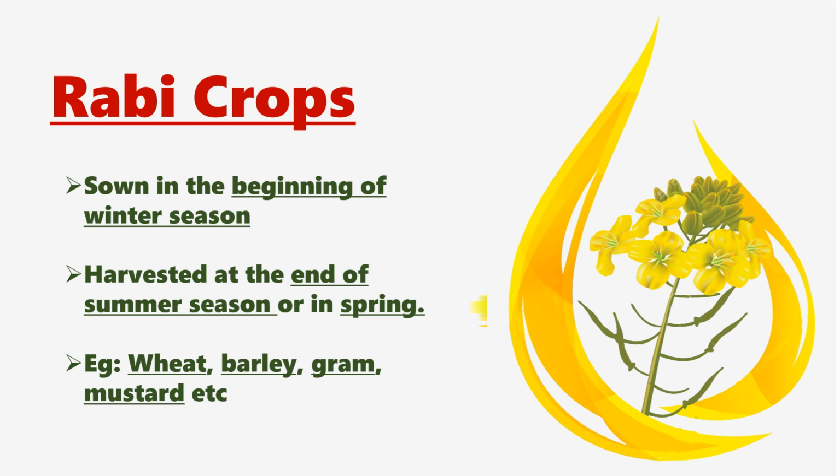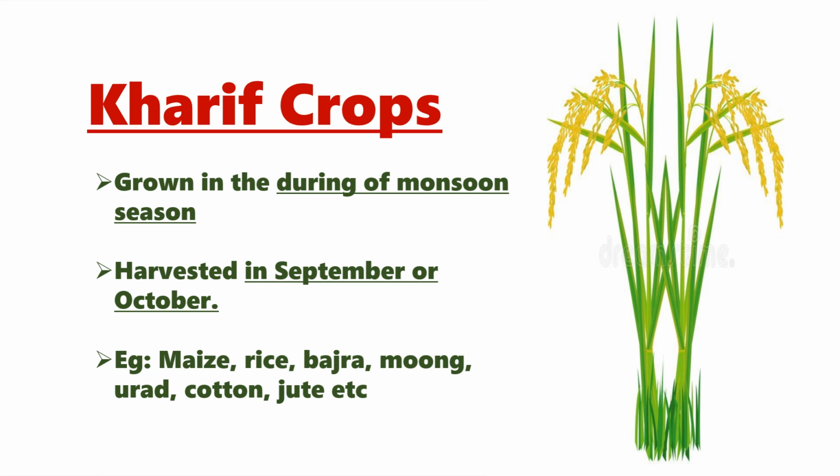For example, what are the Rabi crops? They are wheat, barley, gram, mustard. These are examples of Rabi crops. Then there are Kharif crops. Kharif crops are grown during the monsoon season in different parts of the country. They are harvested in September or October. For example, maize, rice, bajra, moong, urad, cotton, jute, etc. These are examples of Kharif crops.